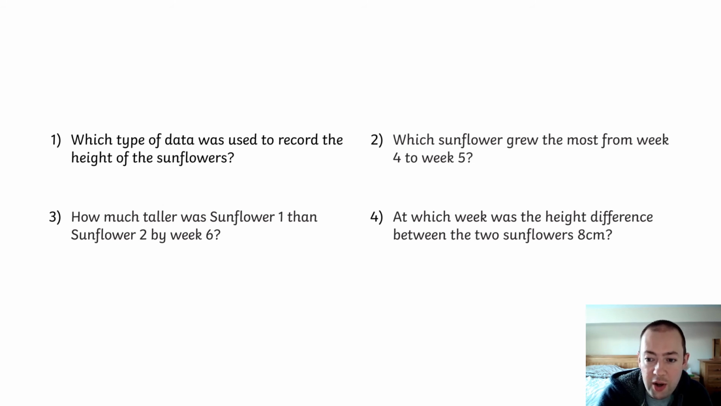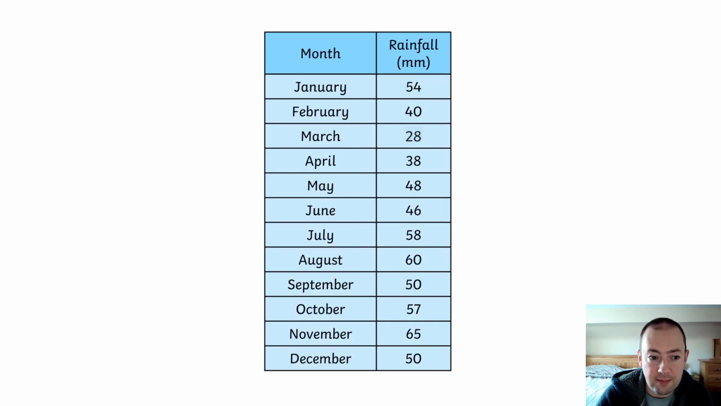Question 2, which sunflower grew the most from week 4 to week 5? Question 3, how much taller was sunflower 1 than sunflower 2 by week 6? And question 4, at which week was the height difference between the 2 sunflowers 8 centimetres?